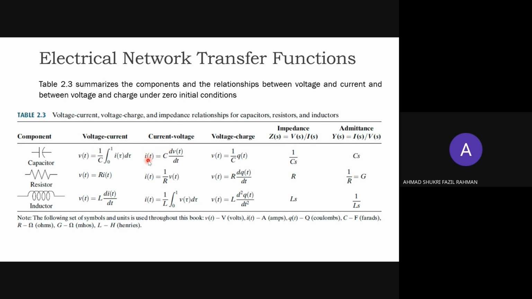I is equal to C multiplied by the differential equation dv(t) over dt, and then voltage-charge, impedance multiplied by charge, and also impedance, and also CS. So you can see from here, you need to know this value, the form here, the notation here is fixed. So you need to be aware.